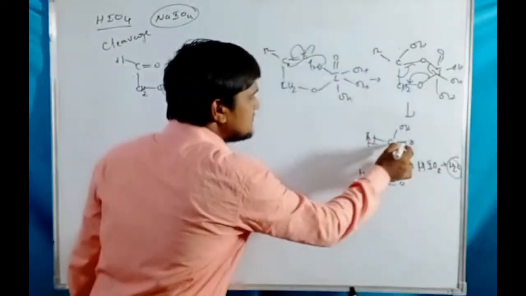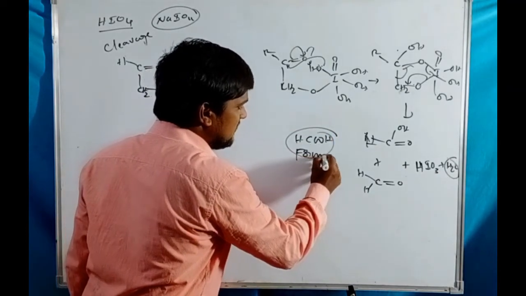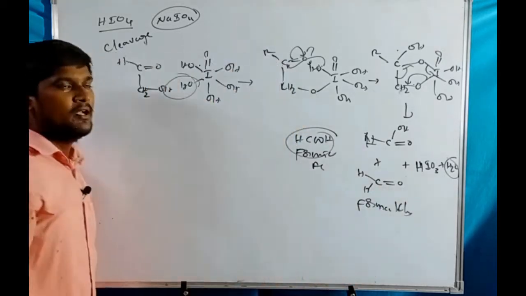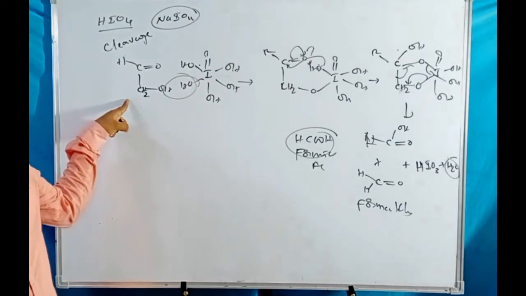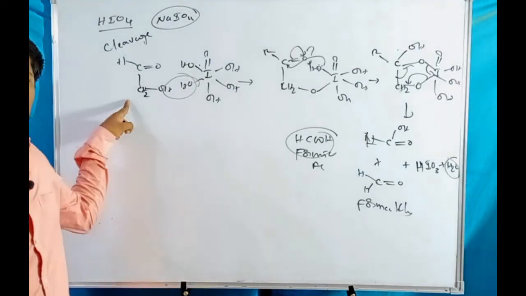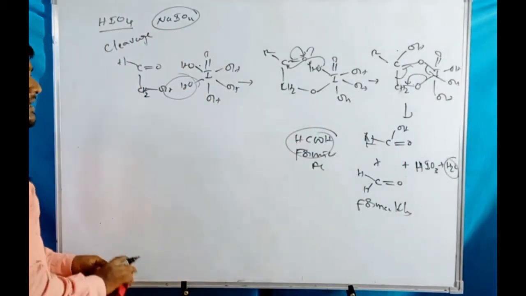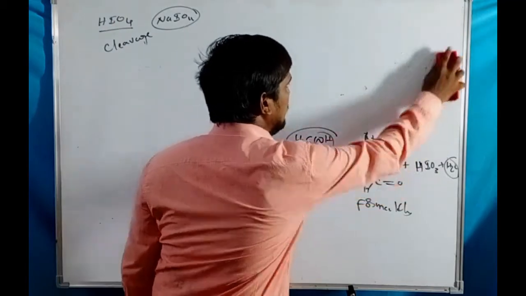Now let us assume here it is the H. Now we will get HCOOH, that is called formic acid. Now here it is the formaldehyde. Now the alpha hydroxy ketones will produce one mole of formaldehyde and another mole of carboxylic acid. Now let us go through the 1,2,3 glycerols.